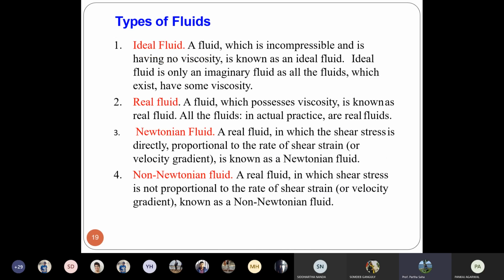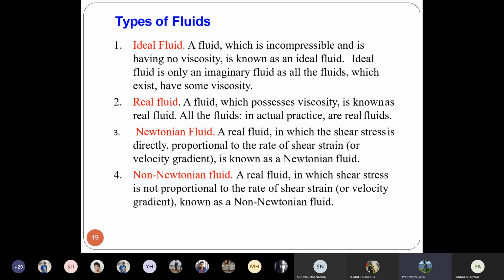The ideal fluid: a fluid which is incompressible. What is the meaning of incompressible fluid? There is no change in density with increase in what? I talked about it: there is no change in density with increase in temperature. So that is called incompressible fluid. An ideal fluid is incompressible and has no viscosity. A real fluid possesses viscosity. Most of the fluids in real life are real fluids, that's why it's called real fluid.